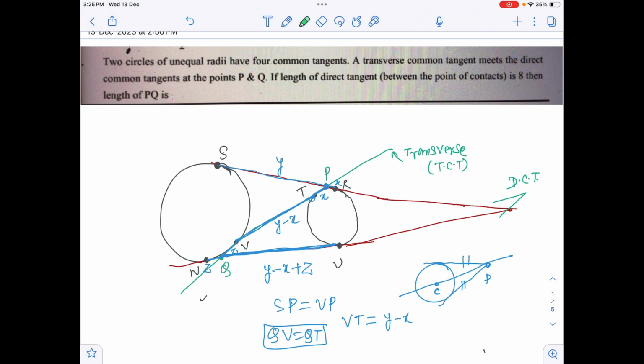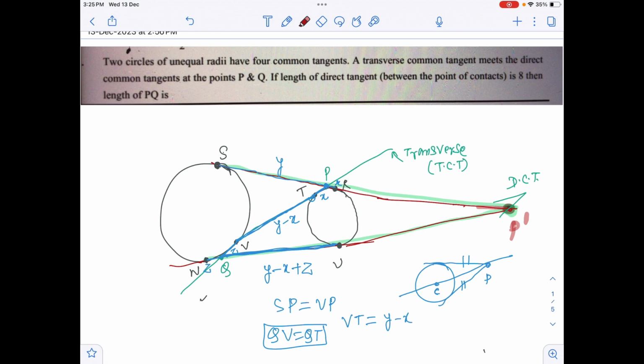Since we know again with respect to this point, the lengths of tangents will be equal, right? So S with this point and W with this will be equal. Similarly, these two distances are also equal. Okay, let's call this point P. P we have already taken, so P dash.